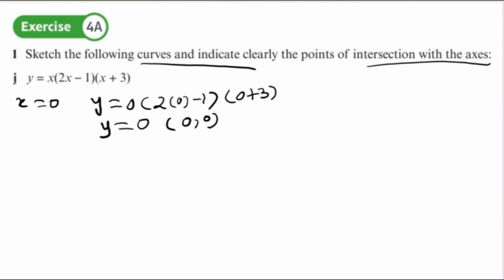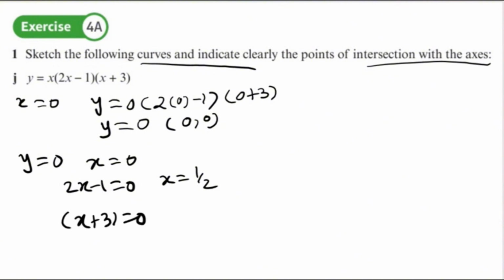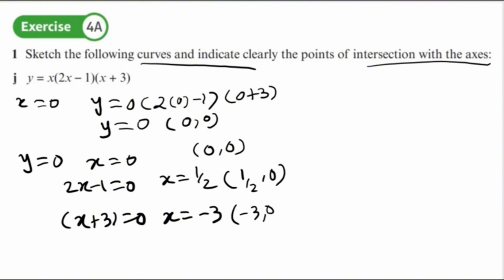This is the y-intersection. If you put y equal to 0, then you will get 3 values of x. x equal to 0; 2x minus 1 equal to 0, so x is equal to half; and x plus 3 equal to 0, so x is equal to minus 3. So one coordinate for x is 0, 0, we already got it here. Another is half and 0, and the third one is minus 3 and 0. This way we will get all the coordinates or intersection points with the y-axis and x-axis.